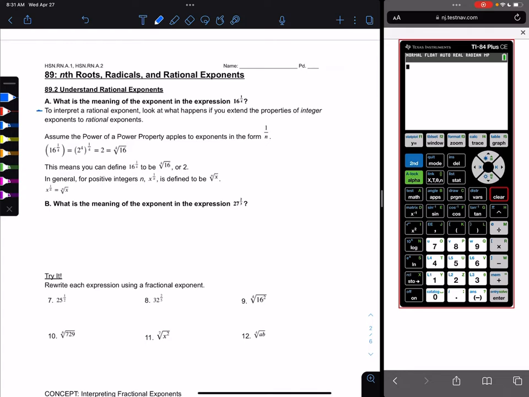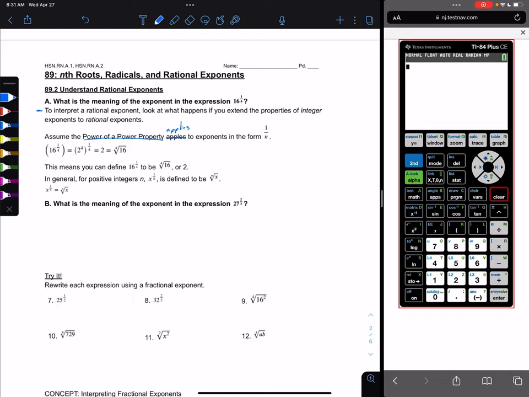To interpret a rational exponent, look at what happens if you extend the properties of integer exponents to rational exponents. So we're going to assume the power of a power property, which you should be familiar with, but if you're not, it'll be pretty easy here, so don't worry too much. It applies to exponents in the form 1 over n.